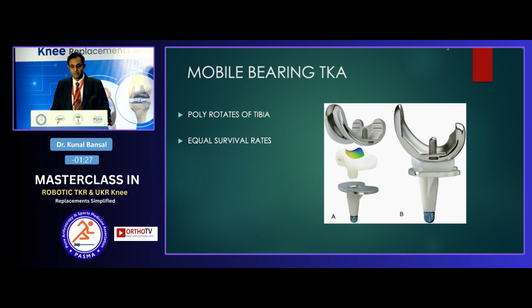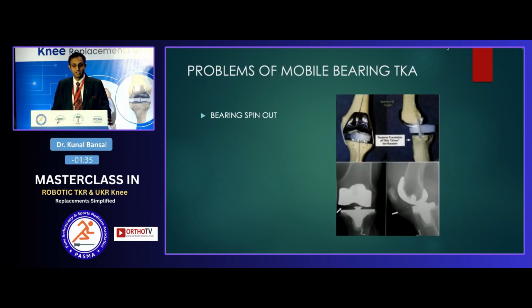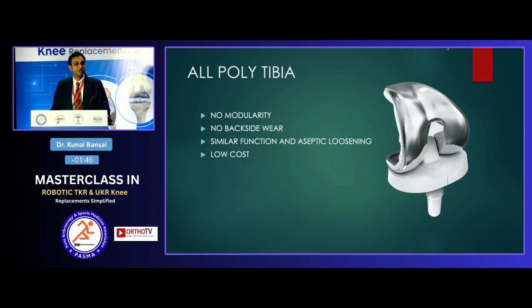A small word on the mobile bearing TKA: the poly rotates on the tibia, and has equal survival rates compared to the fixed bearing. Problems of mobile bearing, it's a unique complication. There is bearing spin out as there is no rotational stability to the poly. You can see in the figure there is almost a 90-degree rotation of the poly. All poly tibia: no modularity, no backside wear, similar function and aseptic loosening. Biggest advantage, low cost.